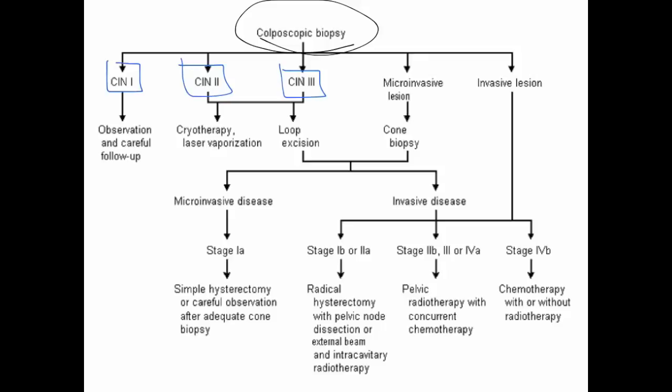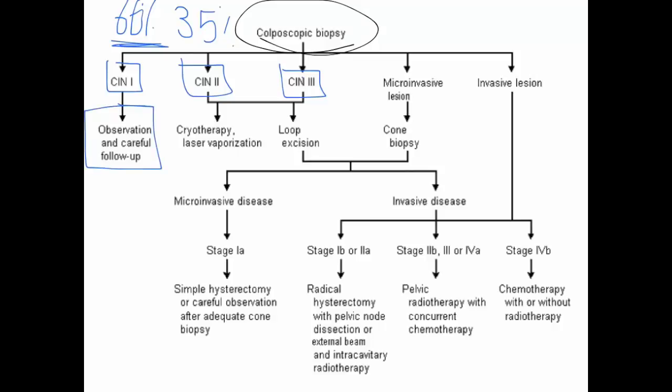Now a thing that I forgot to mention is that CIN 1, 2, and 3, once you have that on biopsy, it doesn't mean you have cancer, because they have the potential to regress. Now CIN 1, 66% of cases will regress, CIN 2 about 35%, CIN 3 rarely regresses. Now, since 66% is a very large number, the treatment of choice is basically observation and careful follow-up.